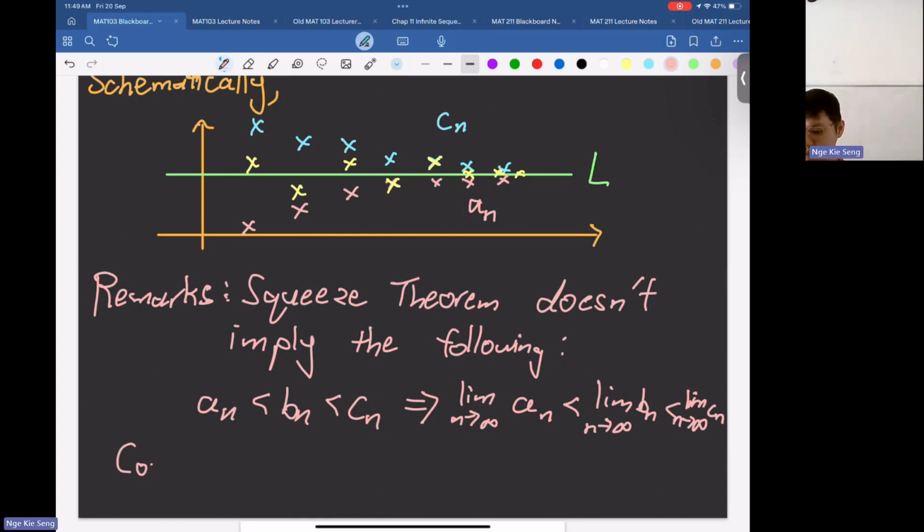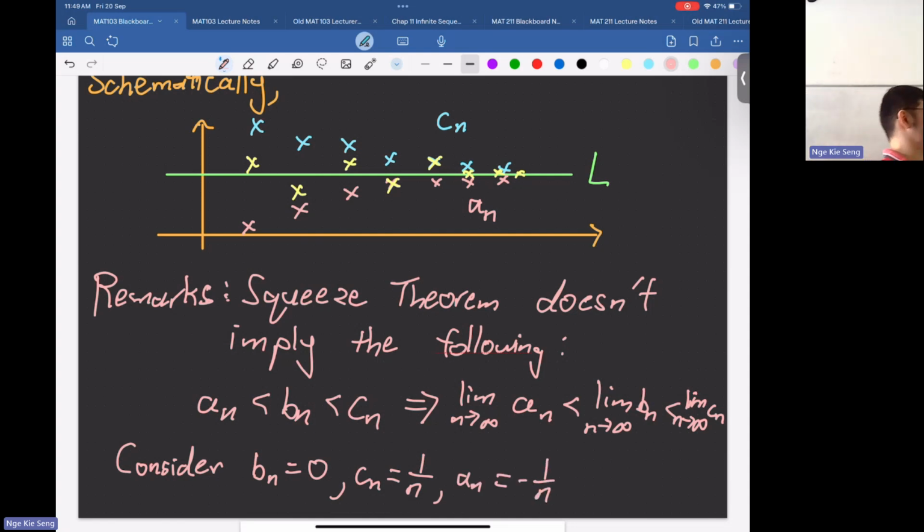So consider BN equals 0, CN equals 1 over n, making a sequence. Then AN equals negative 1 over n. Once we get this line right, you can start to draw already: 0, 0, 0, 1 over n, 1 over n, negative 1 over n, like that.